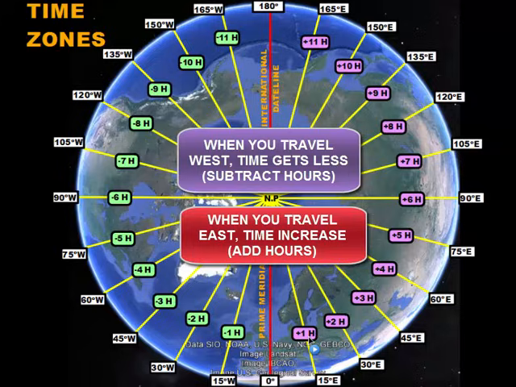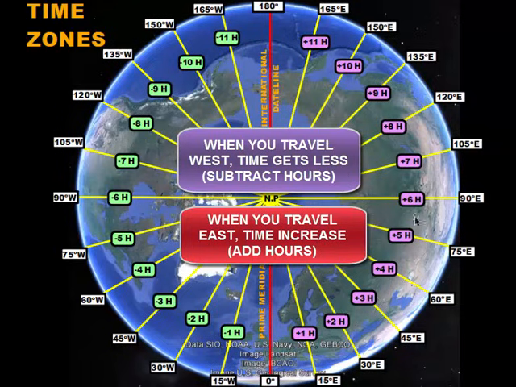So for every 15 degrees east you travel, you add an hour. From the prime meridian to 15 degrees east, I add 1 hour. And then again, when I go to 30, as we said before, 30 is 2 sets of 15. That's going to give me 2 hours. As I go to 45, that's 3 sets of 15. That gives me 3 hours.